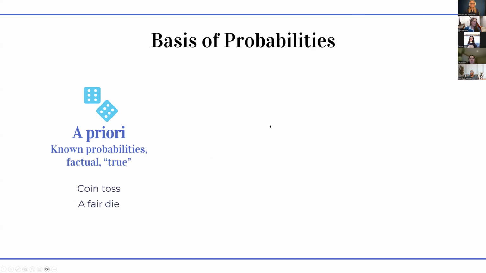So continuing with our definition of terms, there are some big picture categories that we can talk about here. One is a priori, known in advance. These are known probabilities. They are factual, they are true. A coin toss: most of us understand intellectually there's a 50% chance it's going to be a head, a 50% chance it's going to be a tail. A fair die, a non-weighted die, we know the probability: 1 out of 6, or whatever shape your die is.